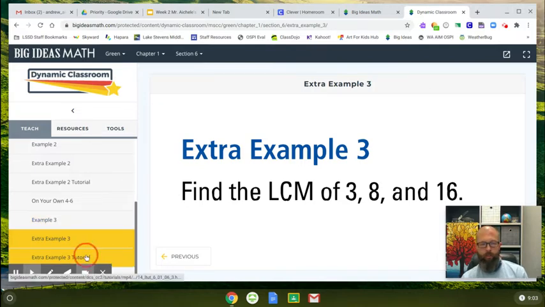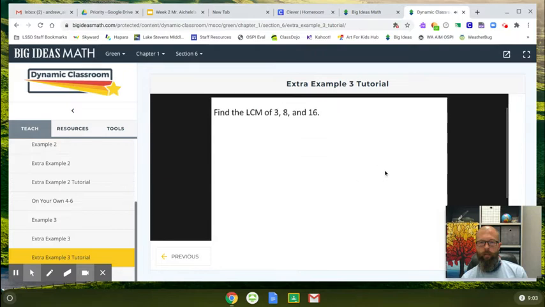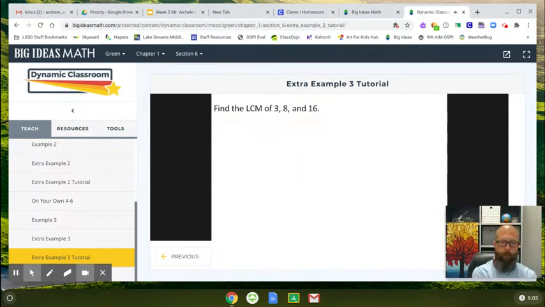Find the least common multiple of 3, 8, and 16. You can find the least common multiple using prime factorizations. First, you want to find the prime factorizations for each number. Because 3 is prime, the prime factorization for 3 is simply 3. 8 factors into 2 times 4. Then 4 factors into 2 times 2. So the prime factorization of 8 is 2 times 2 times 2.